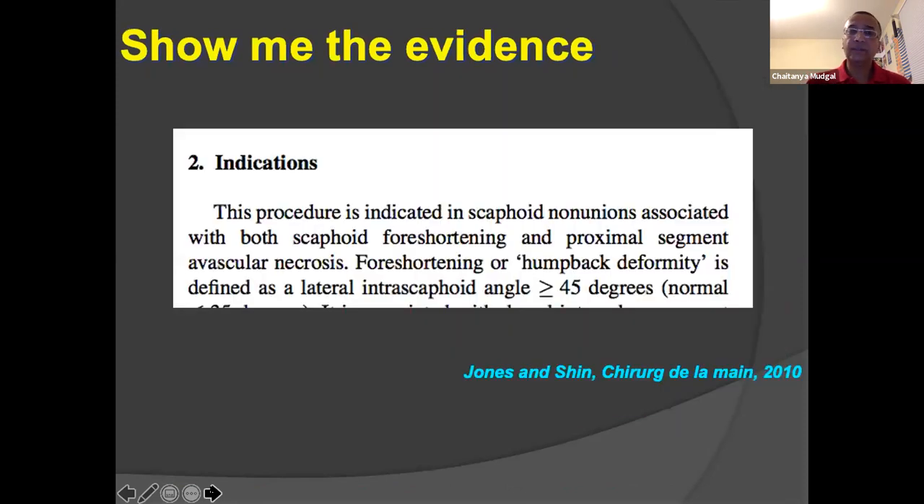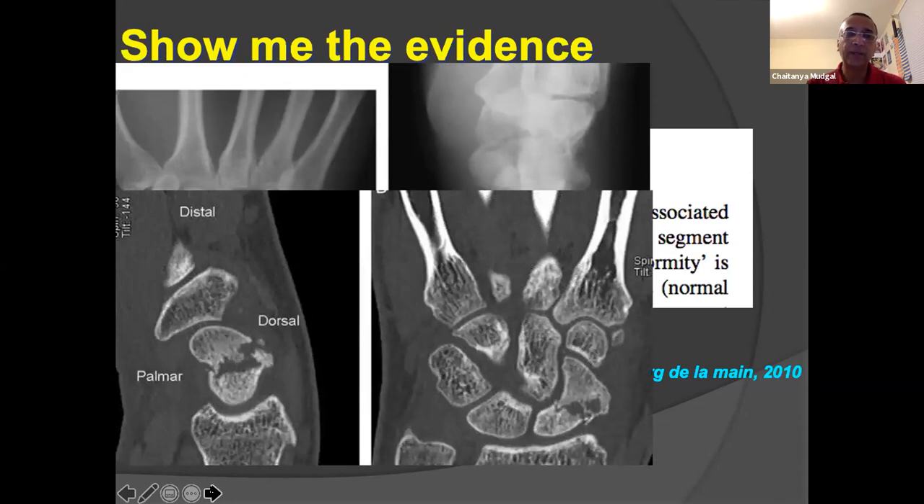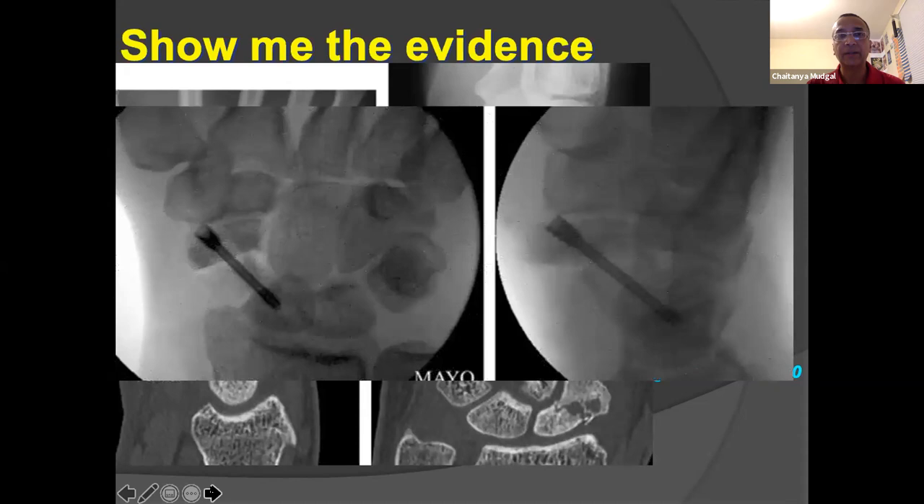So here's a paper from Jones and Shin, 2010, on foreshortening or humpback deformity and proximal fragment avascular necrosis. No definition of avascularity. Look at this. This to me is a simple fracture non-union with humpback and cyst formation. It could have been addressed with the Fisk-Fernandez approach, but instead got this large free tissue transfer.